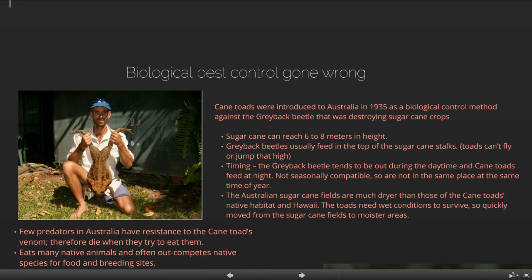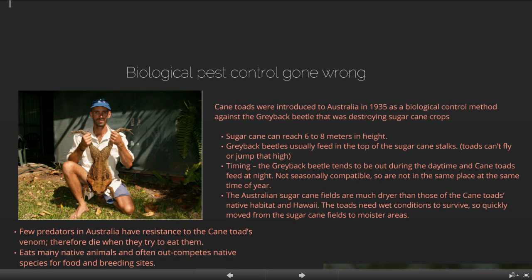A common example of a biological control that has then become a pest itself is cane toads. Cane toads were introduced to Australia to control greyback beetles. The problem was they didn't fully take into account the effect that the cane toad would have upon the ecosystem. The beetles weren't out at the same time as the cane toads, and the cane toads were much better adapted to wetter conditions, so they migrated from the sugar fields into other areas.